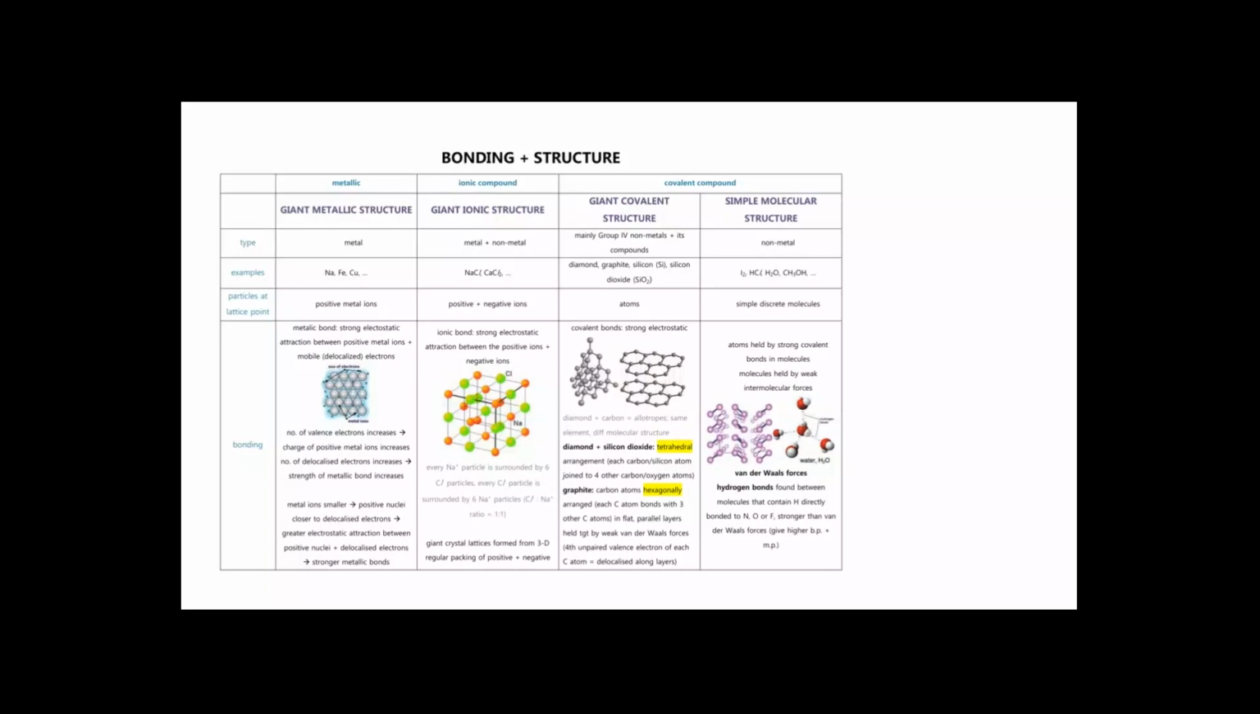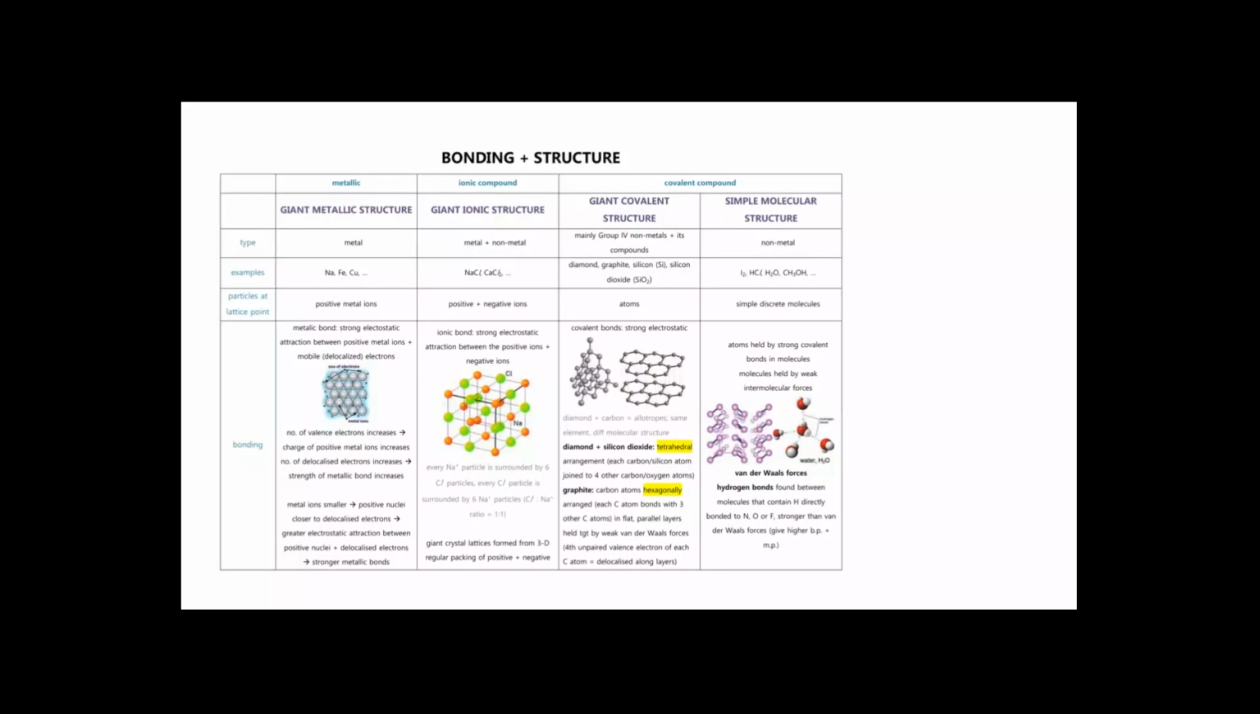In the case of ionic bonding, you have attraction between positive ions and negative ions. Important point is every sodium ion is surrounded by 6 chloride ions, and every chloride ion is surrounded by 6 sodium ions. The giant crystal lattices form a 3D regular packing of positive and negative ions. We've discussed this already. For a giant covalent structure, the particles, we're thinking about atoms, and these are held together by strong covalent bonds.